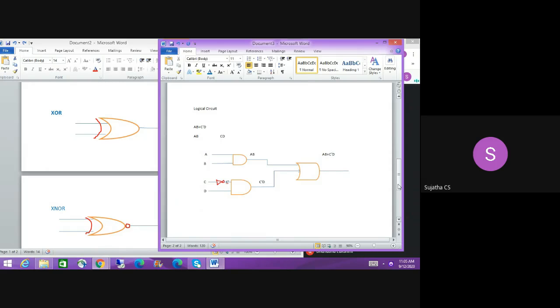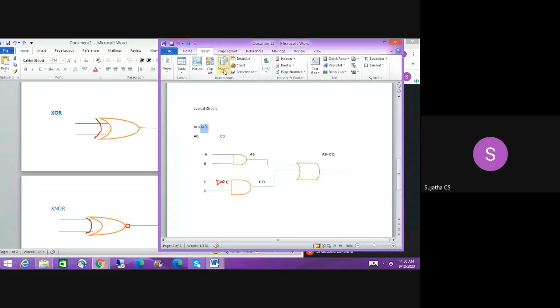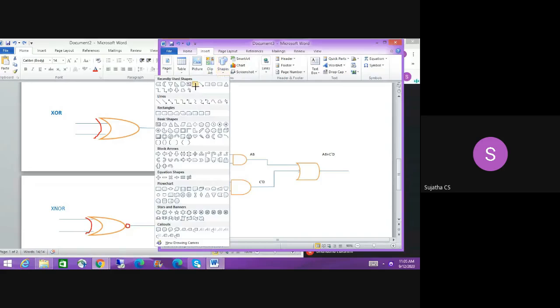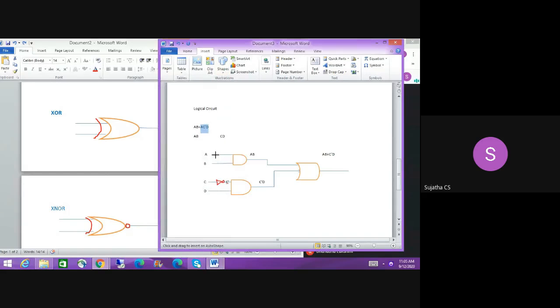Okay, this is how you draw the logical circuit. For example, my expression is AB plus A into C dash D. So what are you going to do? Take another connection from A. So how do you connect it? Take this. Okay.